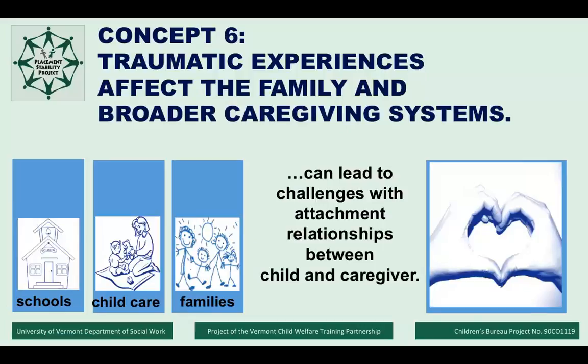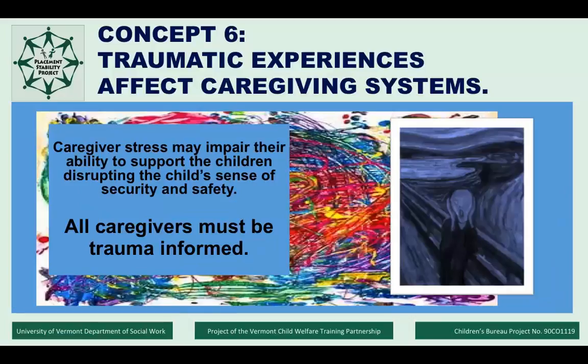Concept 6. Traumatic experiences affect the family and broader caregiving systems. Traumatic experiences can impact caregiving systems, including schools, childcare, biological, and foster families. This can lead to challenges in the attachment relationships between the child and caregiver within these systems. The stress that a caregiver may experience can impair his or her ability to support the child, which disrupts the child's sense of security and safety.